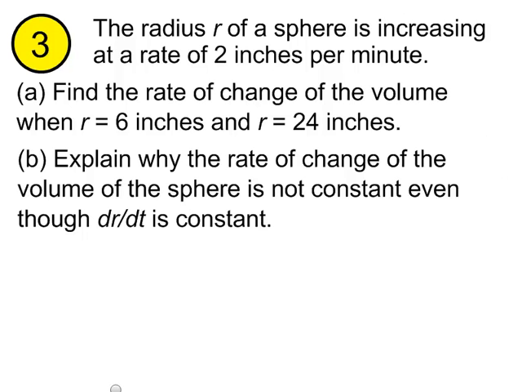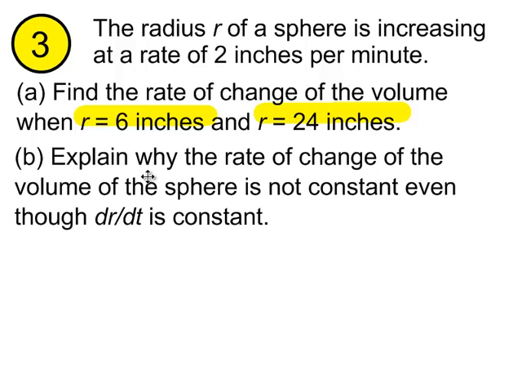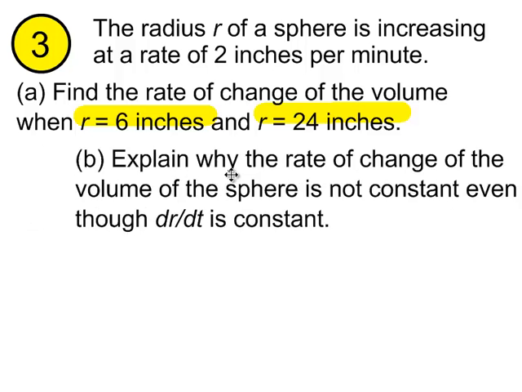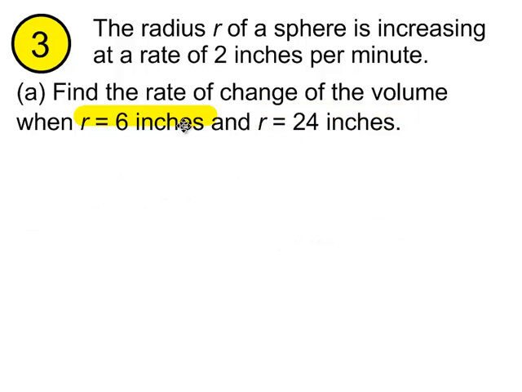So we're asked to find the rate of change of the volume at one point in time when the radius is 6 inches, and then again at another point in time when the radius is 24 inches. And we will expect that the rate will have changed. The rate of the volume will be different at these two times. And then we'll explain why the rate of change of the volume is not constant, even though the dr over dt is constant. Okay, so let's get a sense of this.